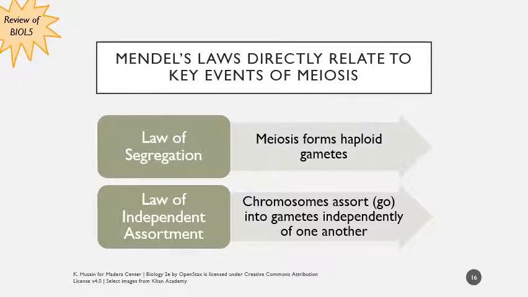So remember, meiosis fundamentally forms haploid gametes. That's basically what the law of segregation says. When we have chromosomes going into those gametes, the chromosomes from that individual's mom don't all stick together. The chromosomes from that individual's dad don't all stick together. They get mixed up in different ways. So those chromosomes go into gametes independently of one another during meiosis, and that is basically Mendel's law of independent assortment. So again, there's a fundamental relationship between genetics and meiosis.